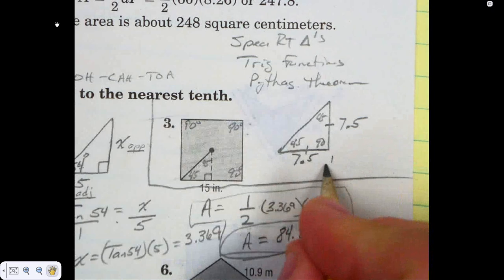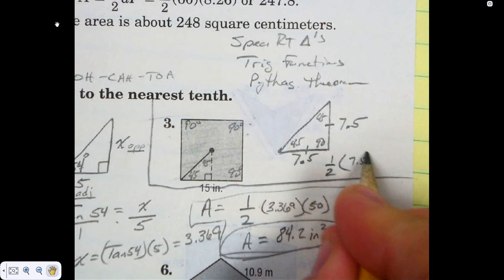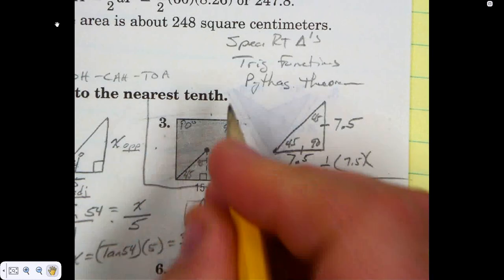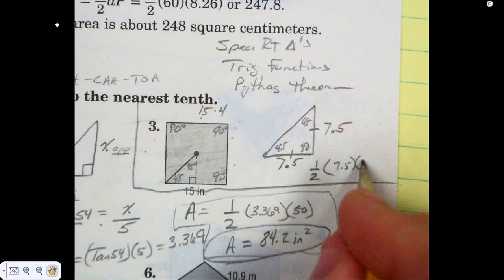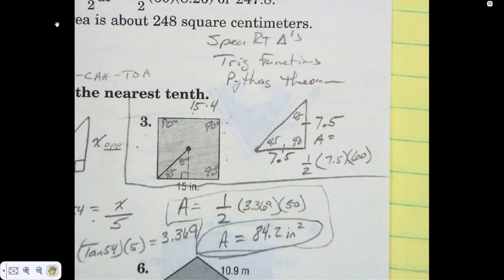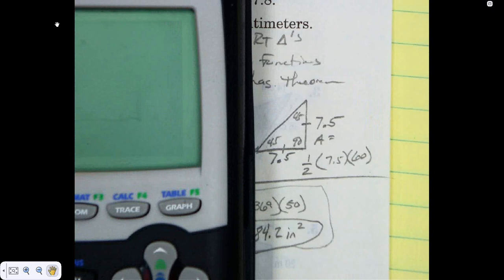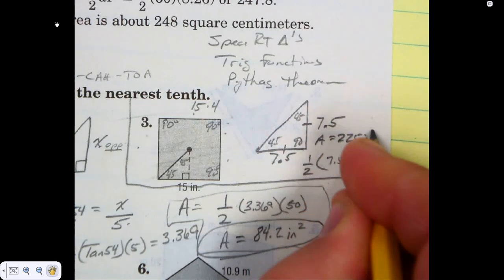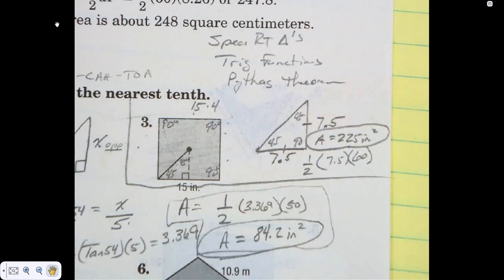So now I have everything I need. 1/2, the apothem is 7.5, the perimeter would be 15 times what? 15 times 4, which would give me 60. So that one was a little easier, wasn't it? Let's see, we have 7.5 times 60 equals 450, then divide that by 2. 225 square inches. We got a little bit of everything, don't we?